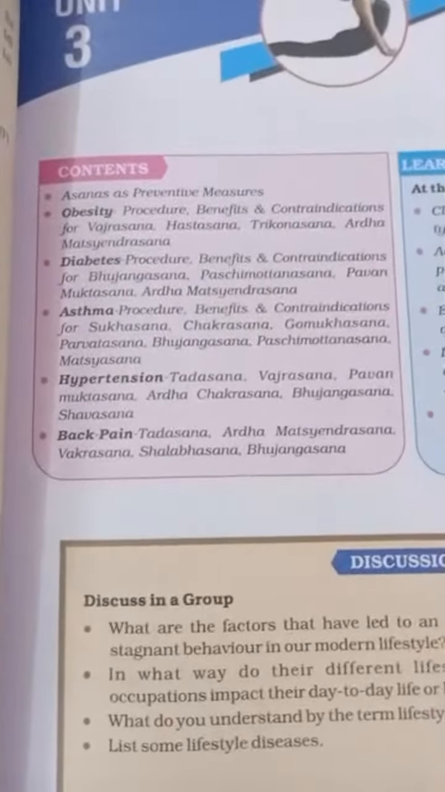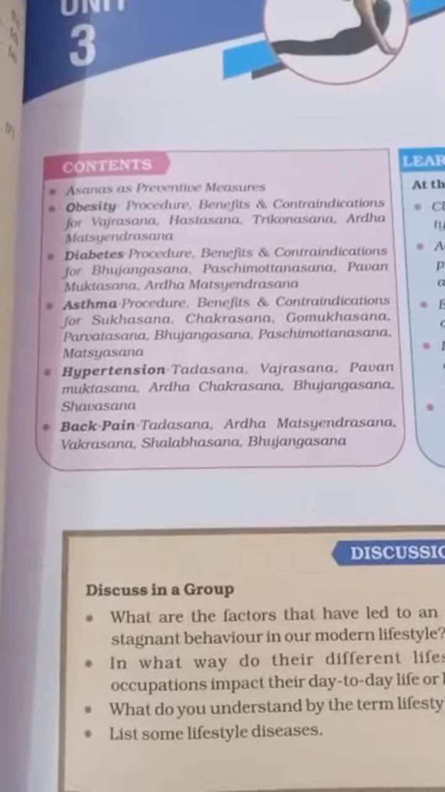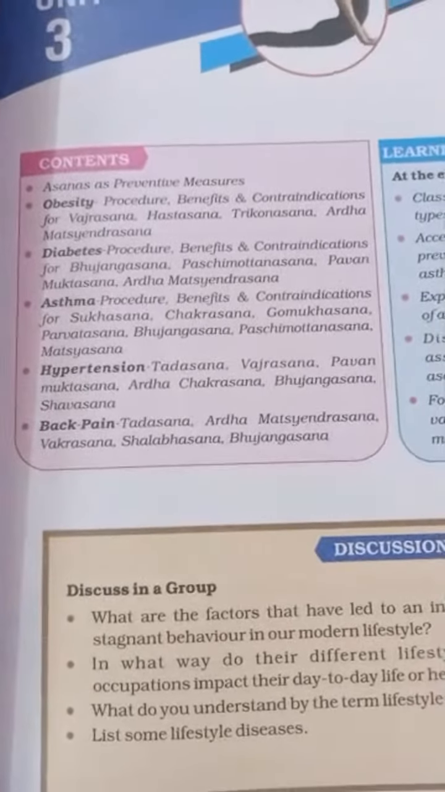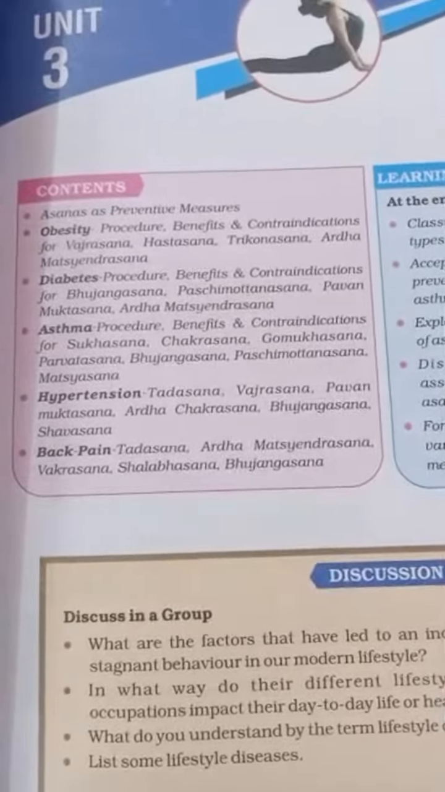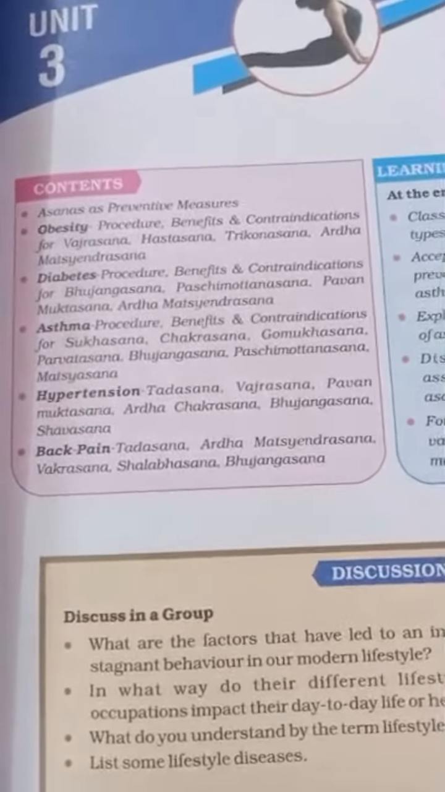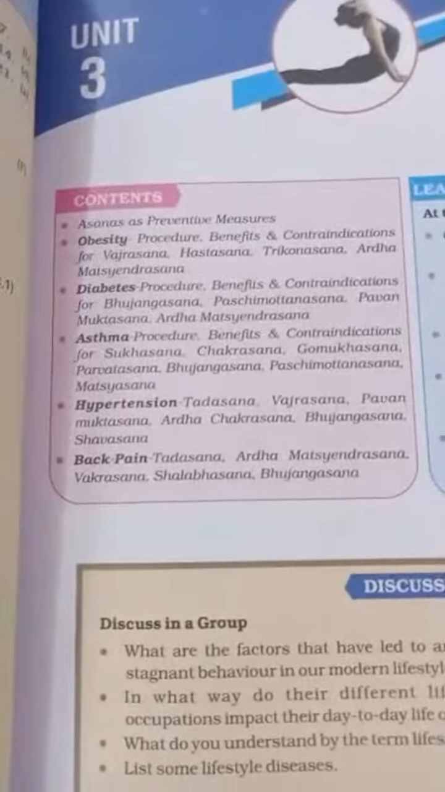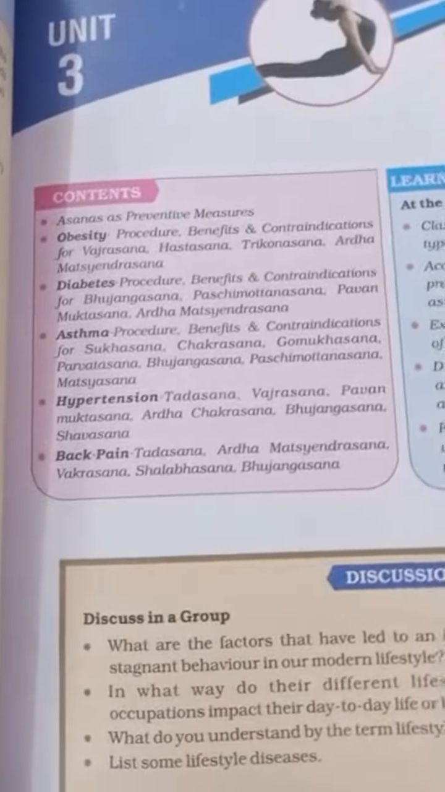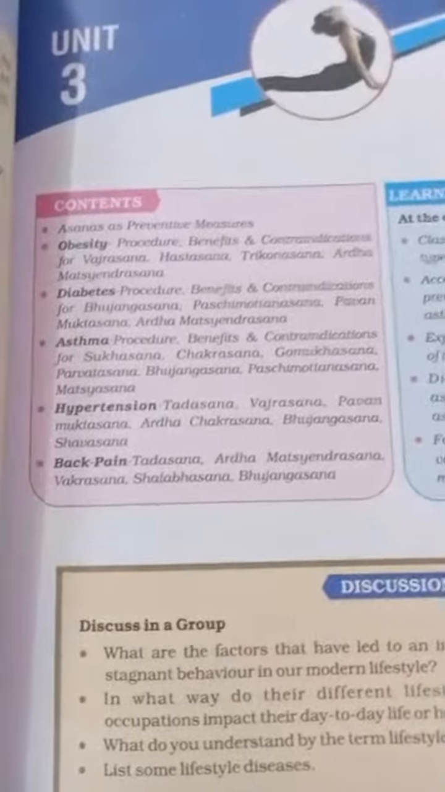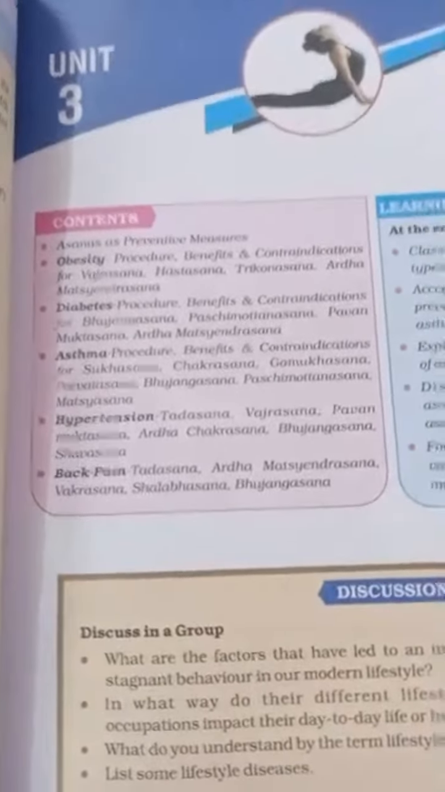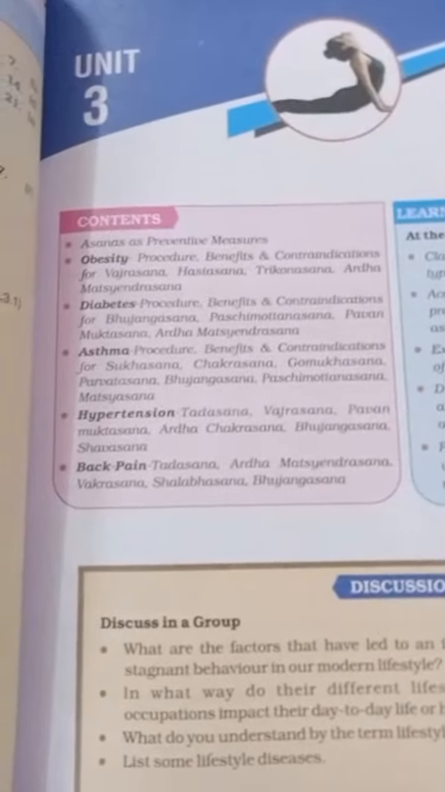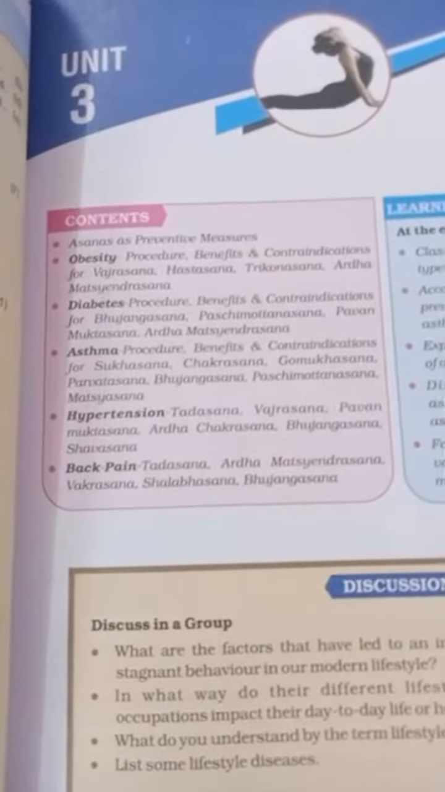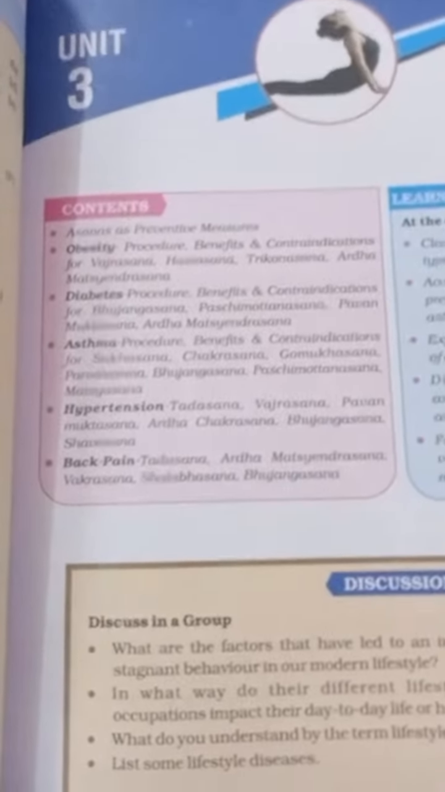So this is about the asanas we are going to discuss. For diabetic, also we are going to learn what are the procedures and what are the benefits, and contraindications. Okay, and then the asanas for diabetic are Bhujangasana, Paschimottanasana, then Pavana Muktasana, Ardha Matsyendrasana, fish pose. Okay, for asthma procedure will be told, then benefits, then contraindication.